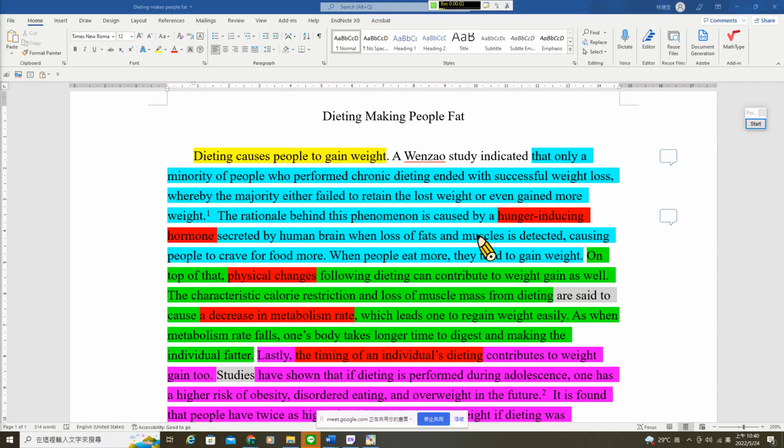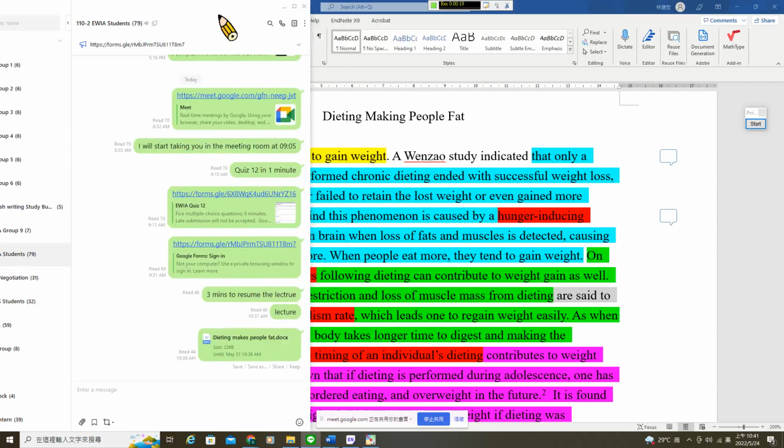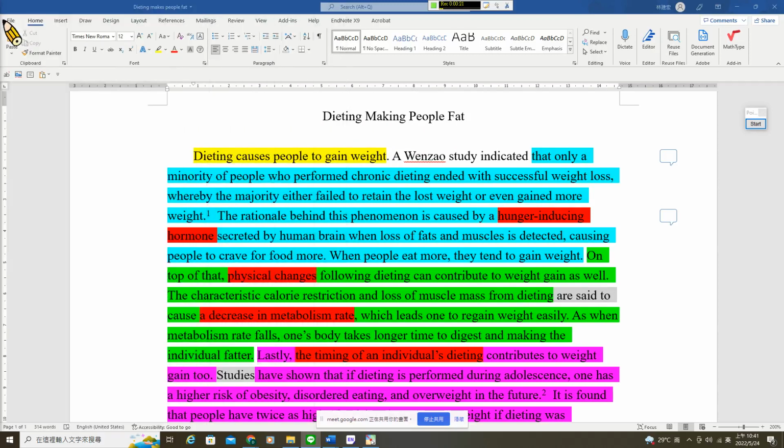So I just posted one document, another example for you to think about the citation and references when you write up a paragraph. For example, this is "dieting making people fat." So I just posted the file over here so you can check it out. And this is a way I want to give you some idea about marking the boundaries. Okay, why do we need to understand the importance of marking the boundary?